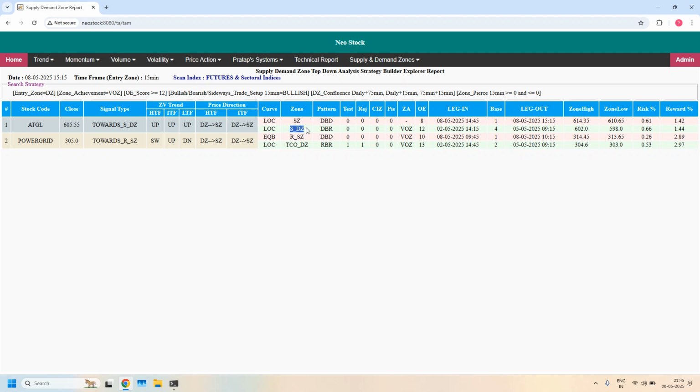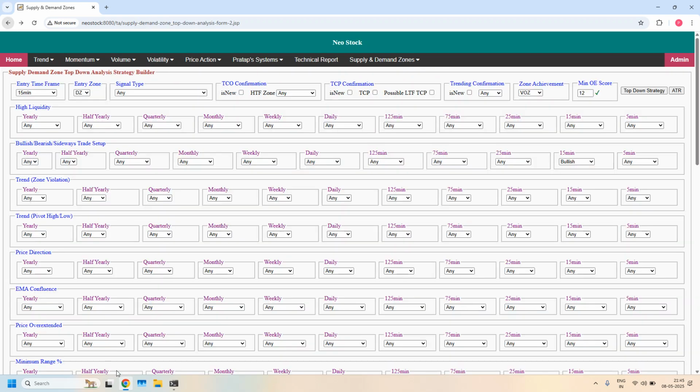So both these demand zones, 15 minutes demand zones, overlapped with 75 minutes demand zone. Both together again overlapped with daily demand zone. And daily trend is up in only one stock. Let's verify if this daily demand zone is having daily EMA. If that is the case, this 15 minutes demand zone might be having more high probability to get success.